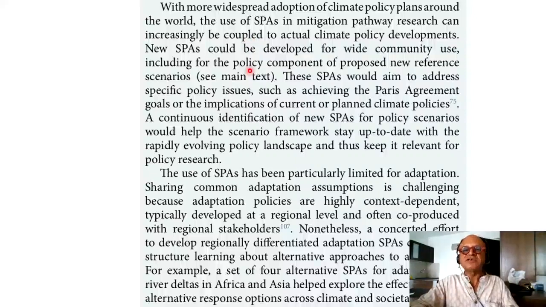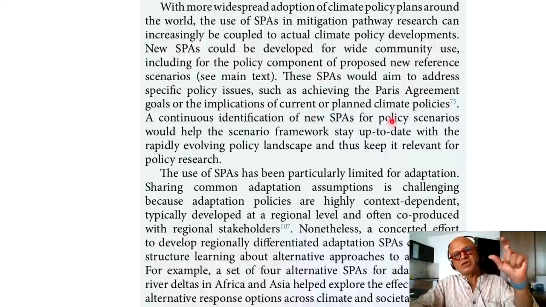Now, new SPAs could be developed for wide community use, including for the policy component of proposed new reference scenarios, which we will see in the main text in the following podcasts. These SPAs could aim to address specific policy issues such as achieving the Paris Agreement goals or the implications of current or planned climate policies.